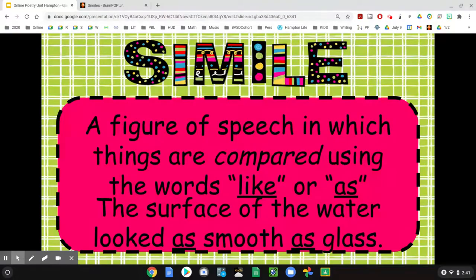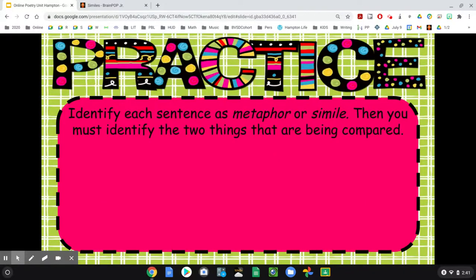The surface of the water looked as smooth as glass. Okay? Maggie's teeth are as white as pearls. Keaton's eyes twinkle like the stars in the sky. The air conditioning makes the room feel like an icebox.